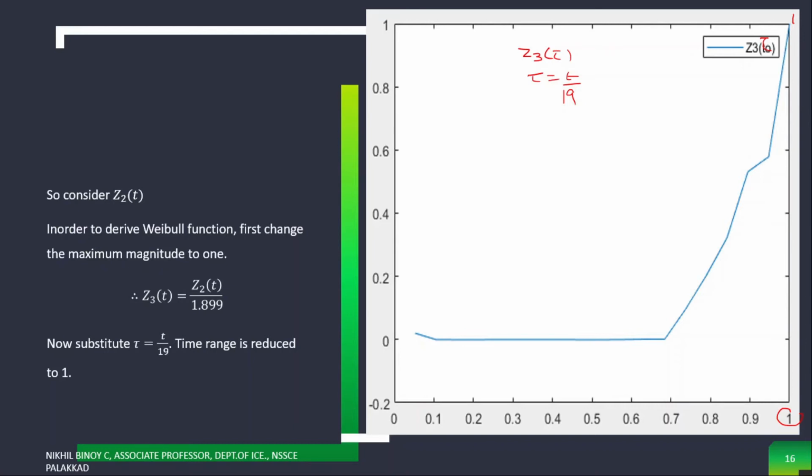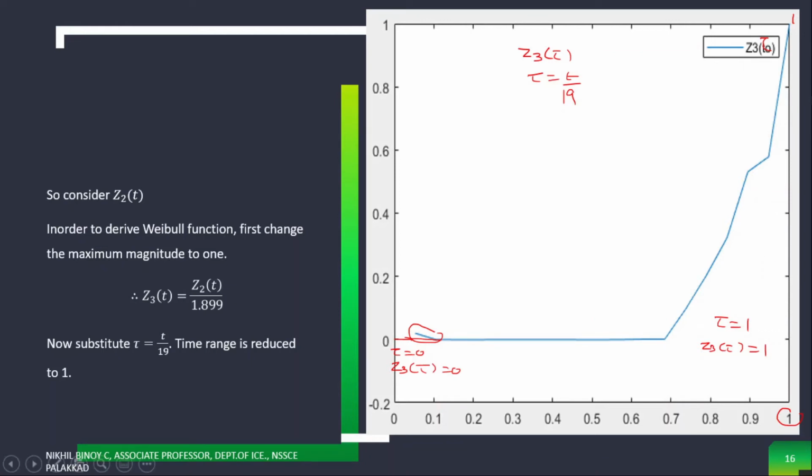Now we have both time and magnitude normalized. I told you we are not considering this region, so this is also 0. At tau equal to 0, Z3 of tau is equal to 0, and at tau equal to 1, Z3 of tau is equal to 1. And Z3 of tau varies from 0 to 1 as tau increases, right?